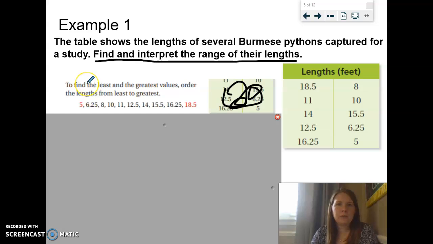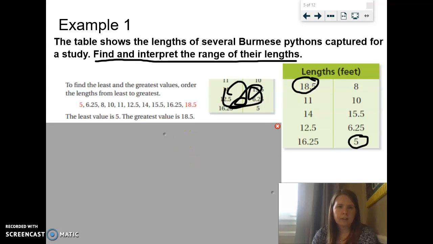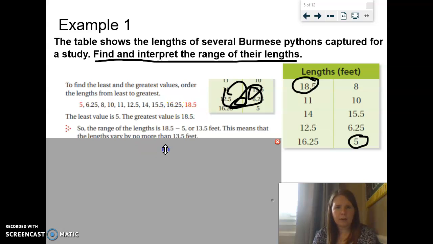So the first thing to do, figuring out your range, is almost every time you're going to want to start by ordering your numbers from smallest to biggest. To find the least and the greatest values, order the lengths from least to greatest. Or you can look here as well and see that 5 looks to be the smallest and this 18.5 looks the biggest. So the least is 5, the greatest is 18.5, just like I did.